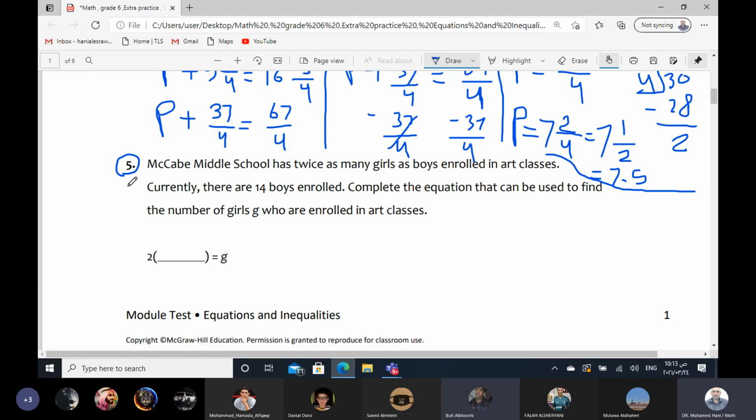Okay, Mister. Mackbell Middle School has twice as many girls as boys enrolled in art classes. Currently, there are 14 boys enrolled. Complete the equation for that can be used to find the number of girls who are enrolled in art classes.